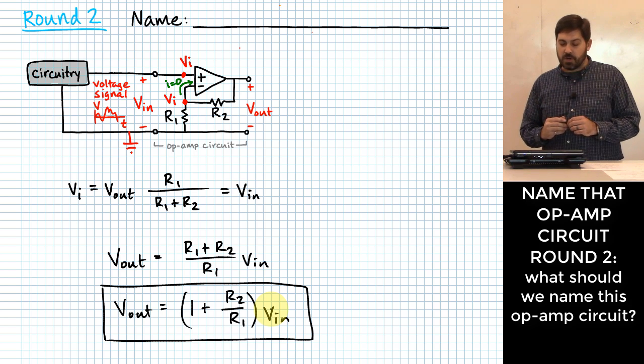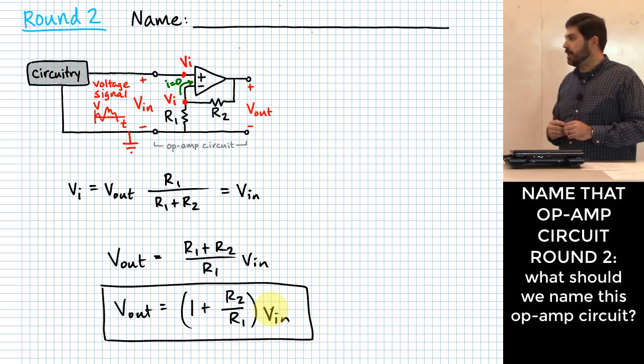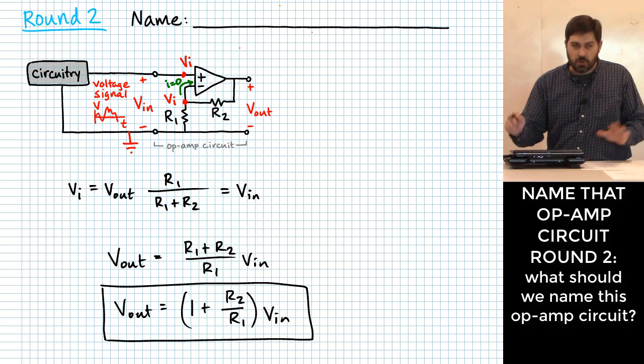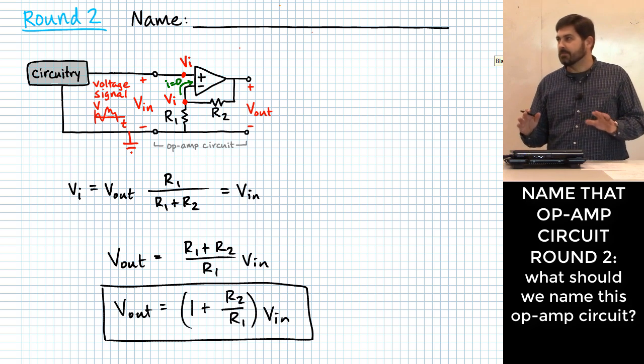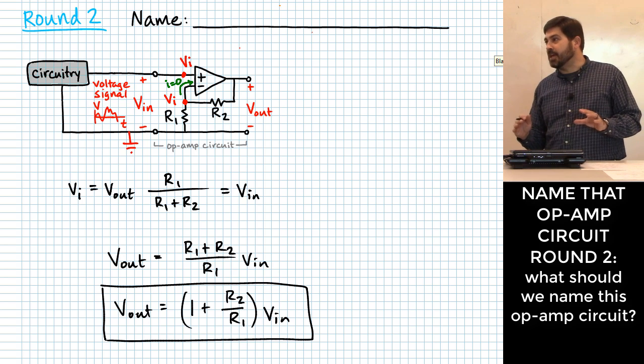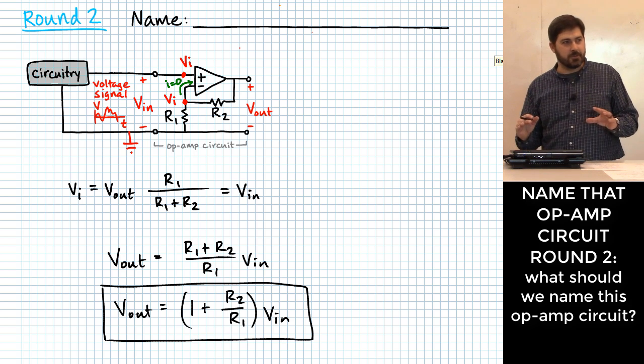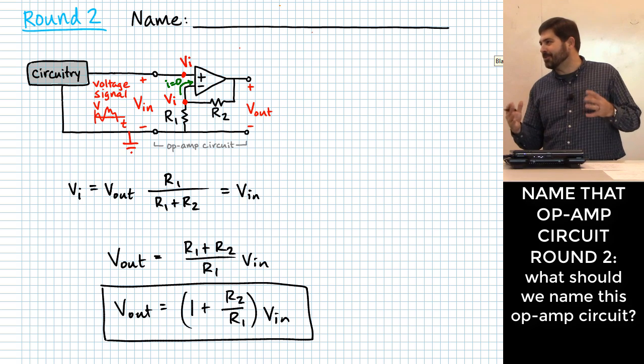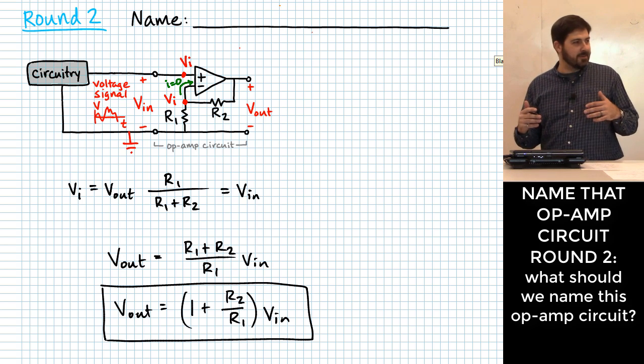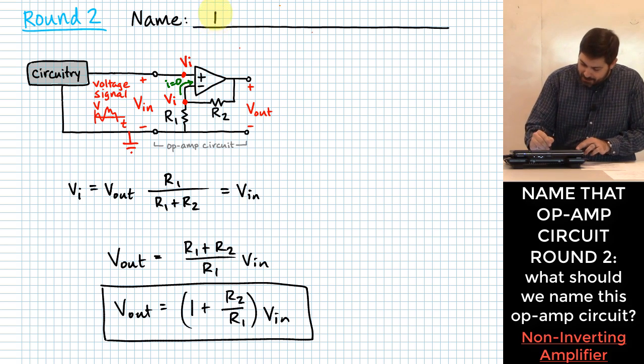So what do you think you might call this circuit? And don't try to get too creative. The last one was an inverting amplifier. What do you think would be a good name for this one? How about a non-inverting amplifier?